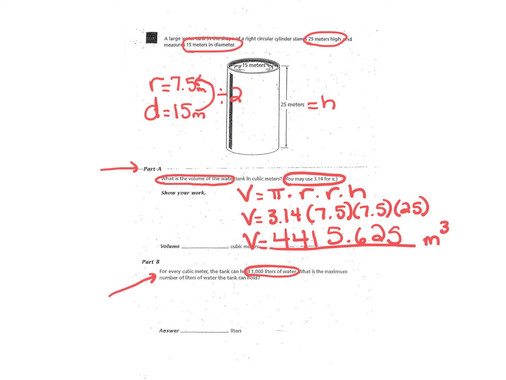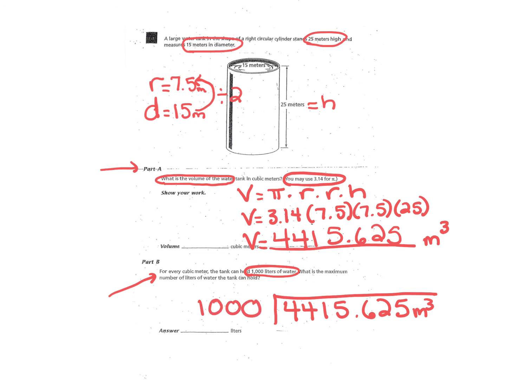Well, we have a large amount of cubic meters. That's the volume. We're going to divide by 1,000 liters. We're going to see how many groups of 1,000 we can divide into our volume. Complete this problem on your own and then finish out this page.